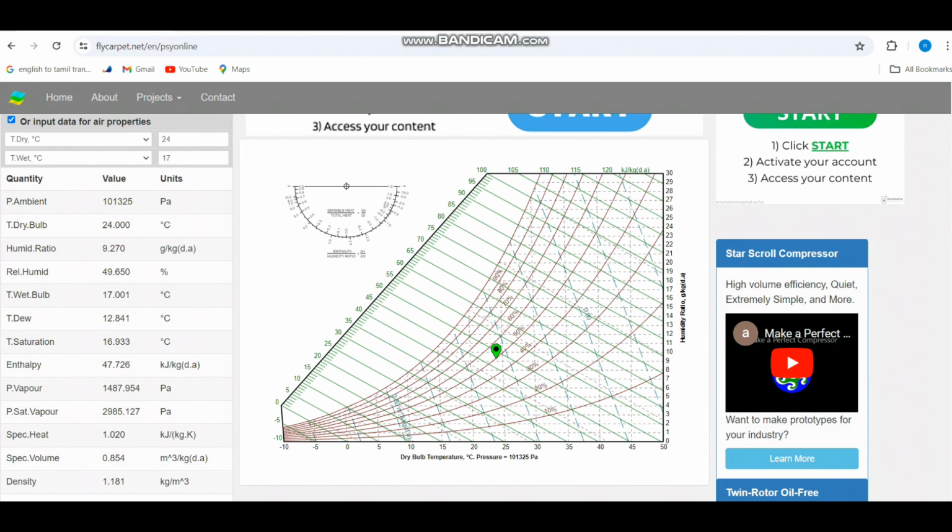So the next one, I consider the indoor comfort condition like 24 degree dry bulb and 70 degree wet bulb. For this case, I got 49.650 relative humidity. Earlier it was 28, now it is 49%. Now what happened? I reduced the temperature.